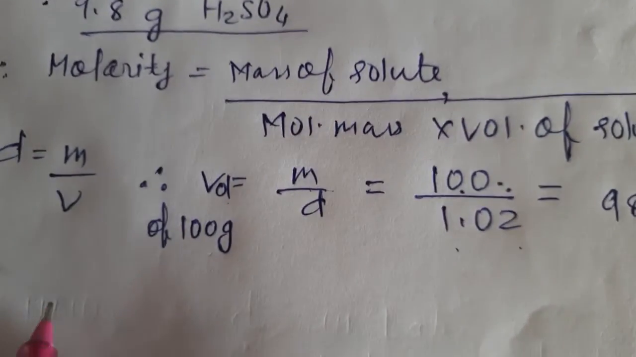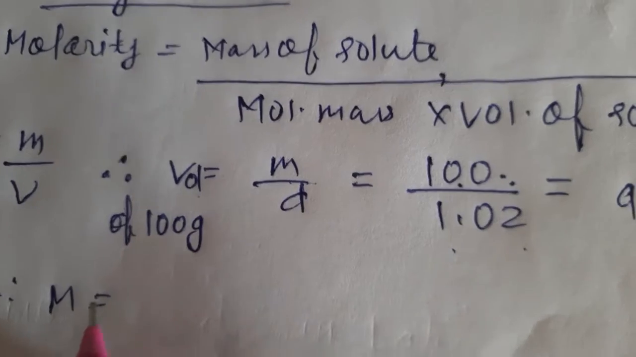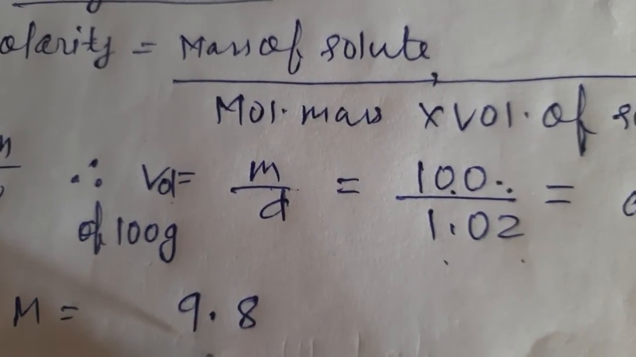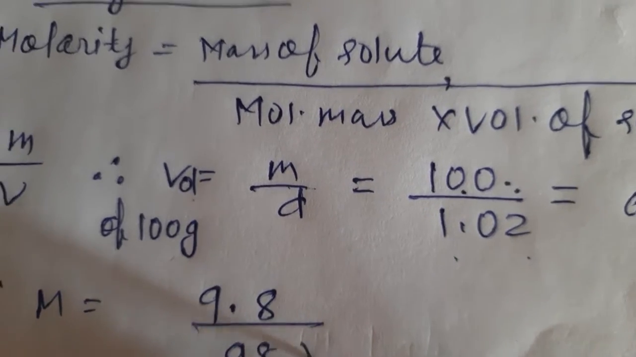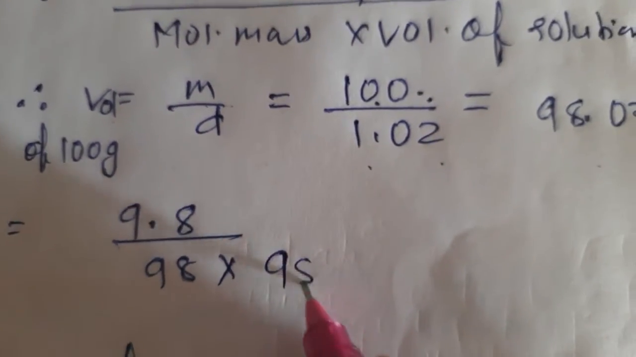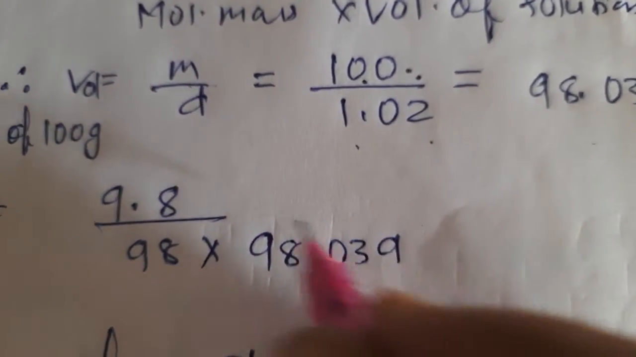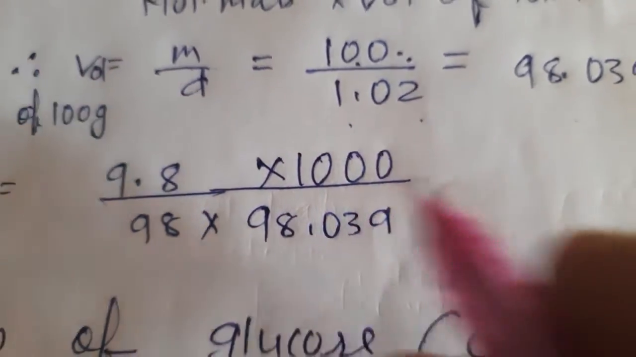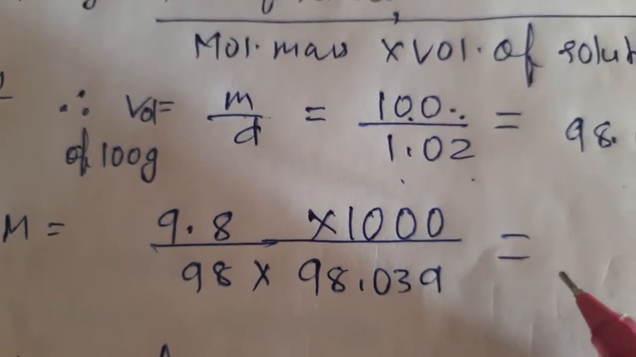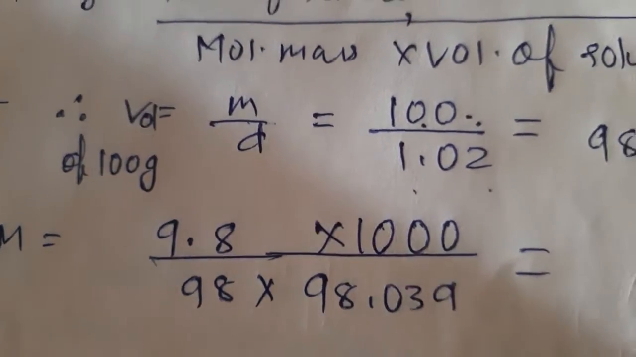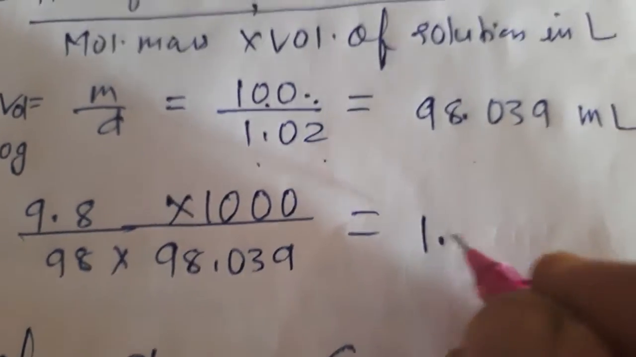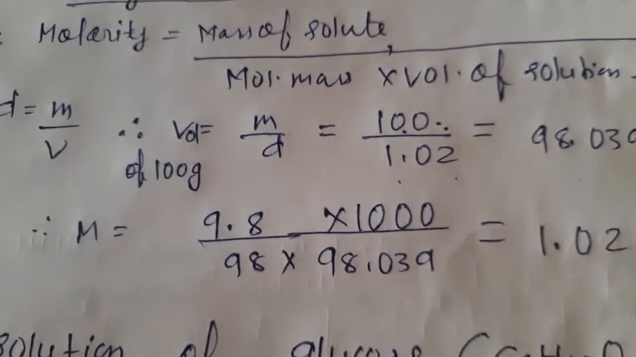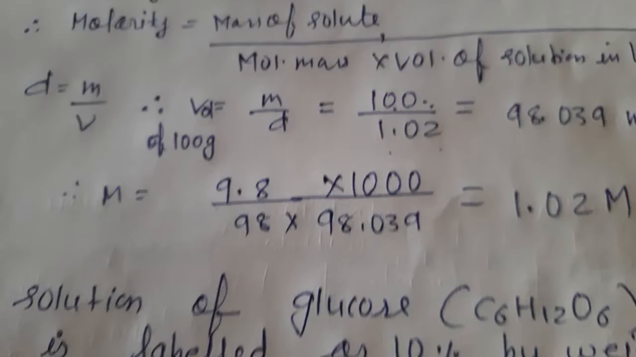Now put on the formula. Therefore molarity is equal to mass of solute is 9.8 divided by 98 into 98.039 volume in ml, so divided by 1000. When you will divide, children, answer will become 1.02 molar. Clear? This type of question yesterday we have solved.